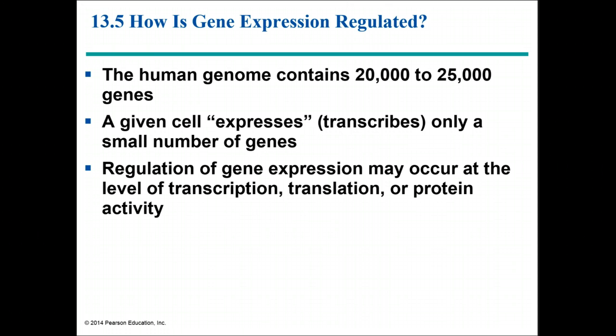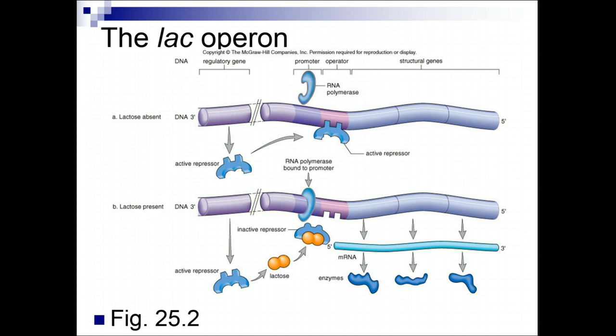Let's talk about how gene regulation occurs first in prokaryotic cells such as bacteria, then we will talk about how it occurs in eukaryotic cells. This figure shows the Lac Operon. In prokaryotic cells, gene expression is primarily regulated at the level of transcription. Prokaryotic DNA is organized into units called operons, which contain functionally related genes.